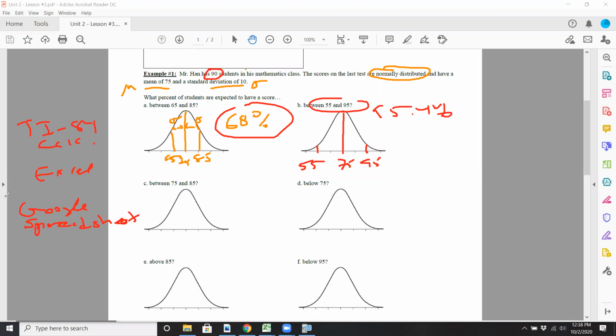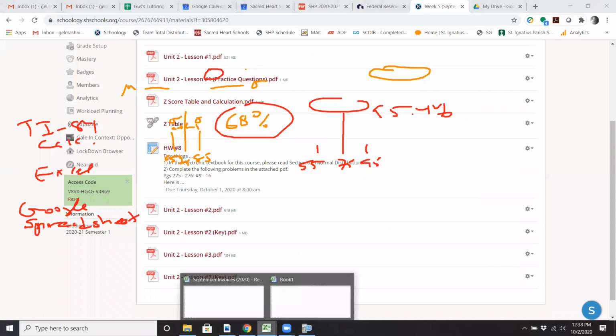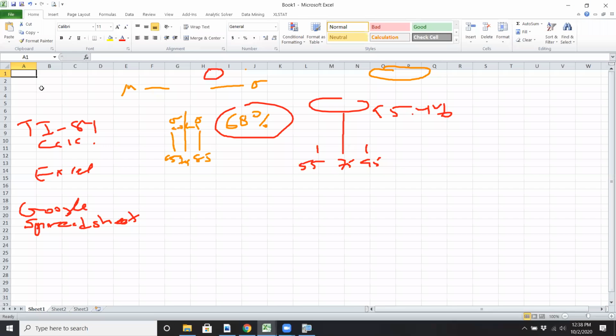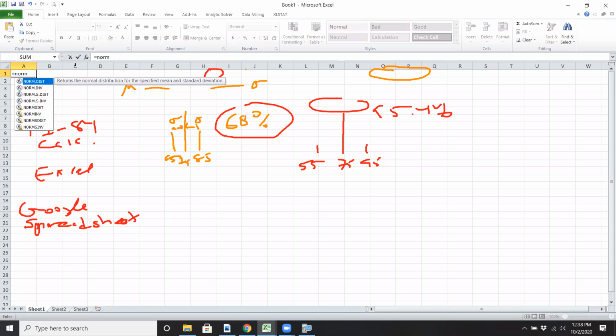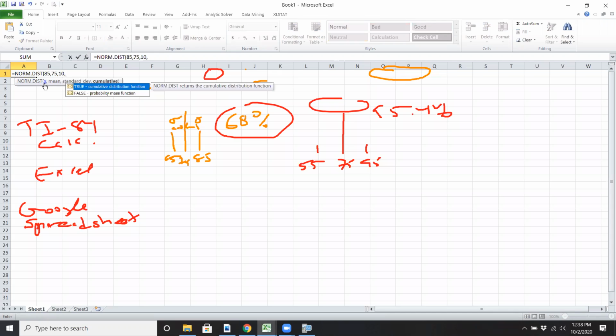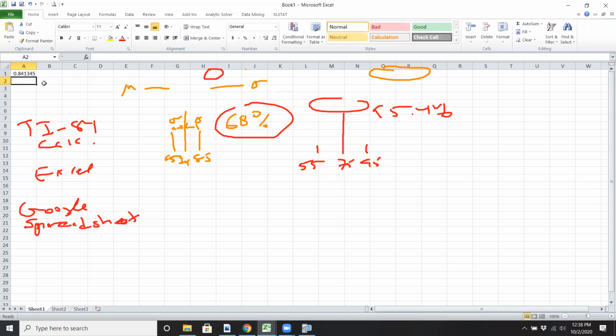Now, how can I do this in Excel or Google Spreadsheet? Well, in Excel, if you hit equals and then norm, you can pick norm distribution, and it's going to ask for a few things. The X value, so unfortunately, you can't do it as a range between 65 and 85. So let's just do 85 first. That was the high end of our range. The mean was 75, standard deviation is 10. And we're just going to write true because we do want it as a cumulative distribution function, just like we did in the calculator. So you get that.